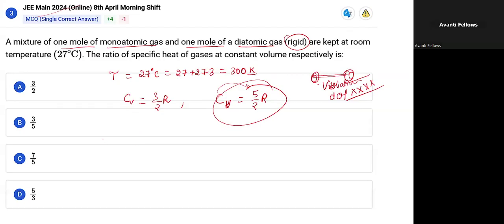Now if you take the ratio of it, this is for monoatomic, this is for diatomic. So we can say Cv of M upon Cv of D is equal to 3 by 2 divided by 5 by 2.